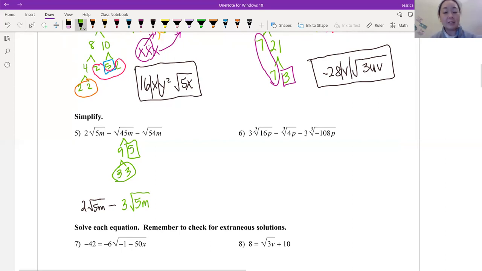And m is not a perfect square, so it just stays there, doing nothing, looking pretty. That's all it's got, okay? And then we're going to go with the 54, so we know it's going to be a minus, right? Because it says minus. And we're going to do the same thing with 54. It's 9 times 6, right? And then 9 is going to be 3 times 3, and 6 is 3 times 2.